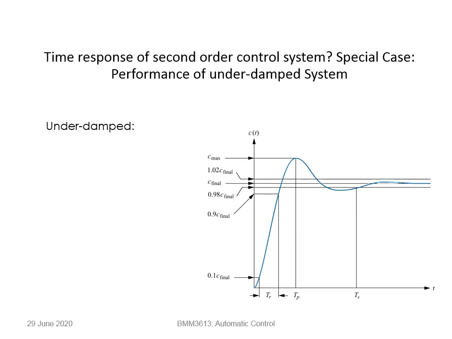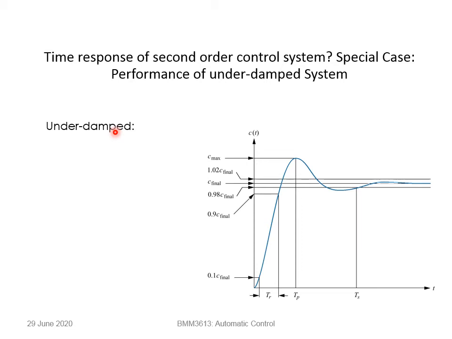So now that we have identified the type of time response using natural frequency and damping ratio, the last part that we would like to analyze on the second order system is to identify its performance, right? In this particular subsection of the chapter, we will treat only one case, which is the case of underdamped. Why do we treat the case of underdamped?